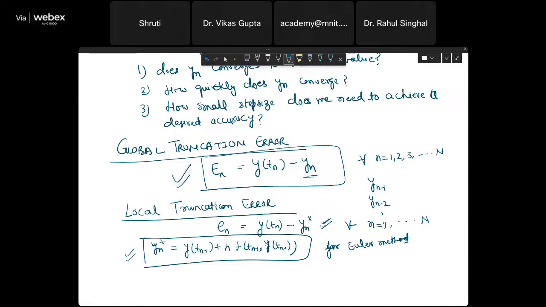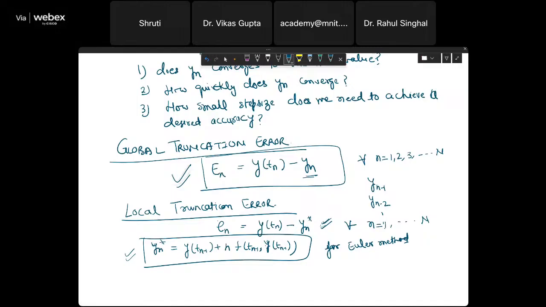I also mentioned that in computations one other error is involved. Computations usually suffer from round-off errors also, because computers only have finite precision. So it truncates after the decimal to a finite number of digits. So there will always be a round-off error, but in general, unless h, the step size, is very small, the global truncation error will dominate.